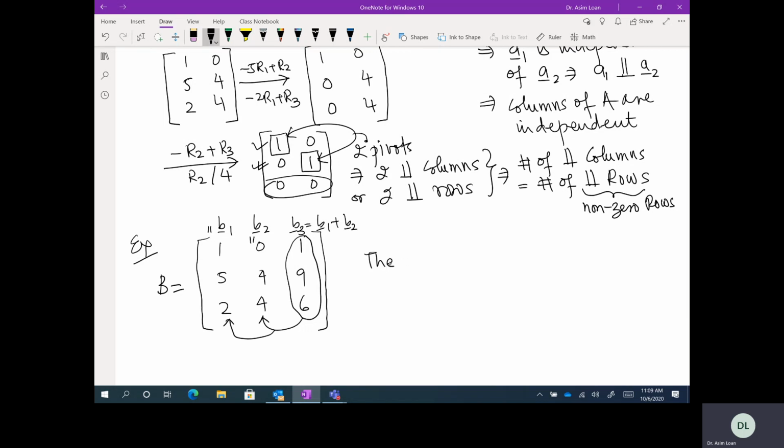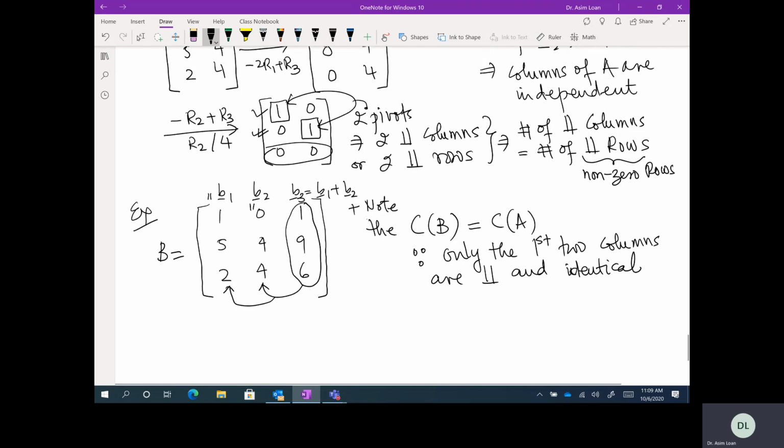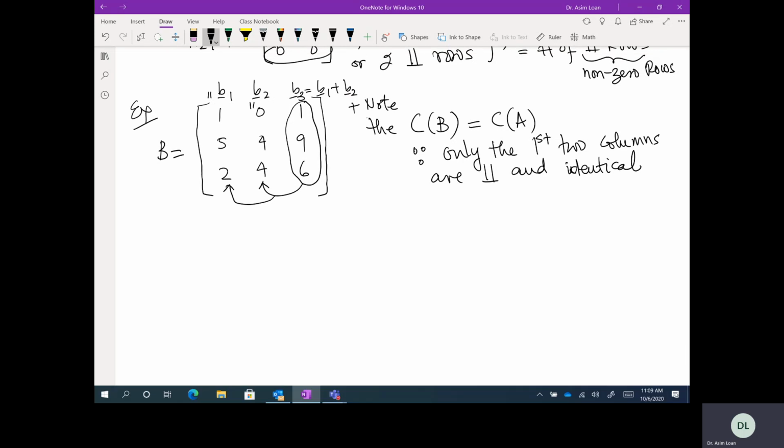The column space of B, note the column space of B is the same as the column space of A, because only the first two columns are independent and identical. Okay. However, if I solve Bx equals 0.